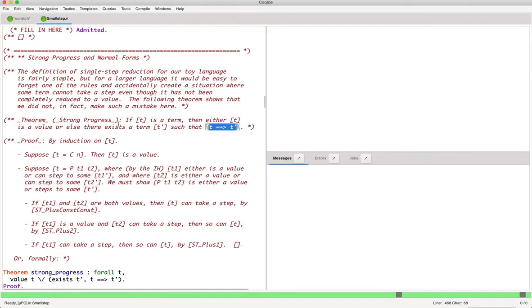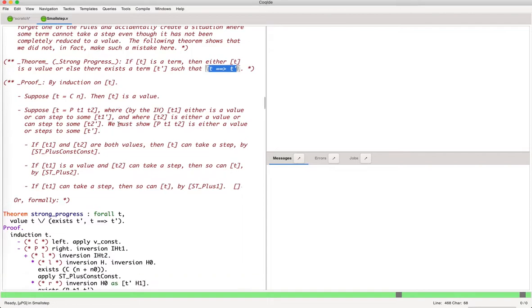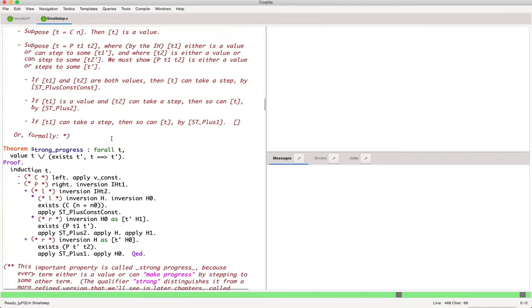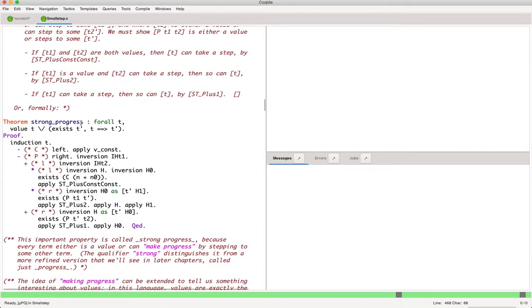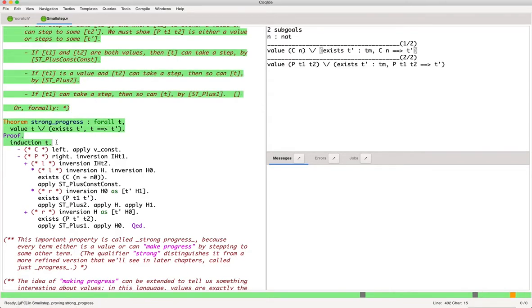So strong progress is one version of that. I'll skip over the informal version here, but the statement is this one, which is saying it doesn't matter which program we have: for all t, t is a value, or there's a t prime that we can step to. It's basically proven by an induction on the terms. So we basically just have to consider all the possible kinds of terms. There's only two kinds in this language, which makes it a bit simpler.